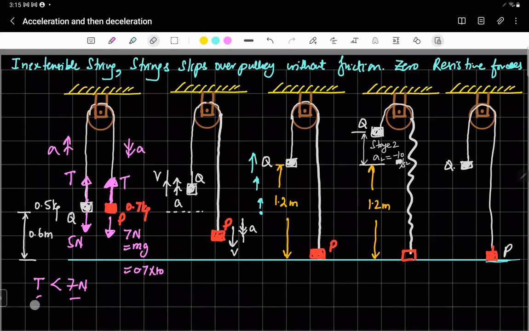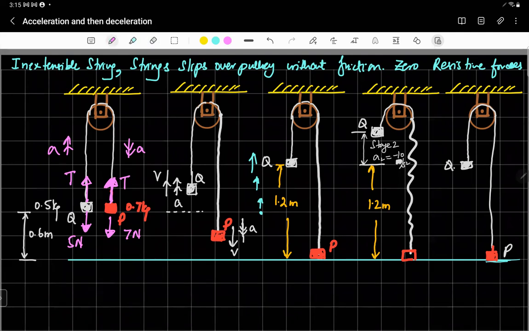So the value of tension over here is somewhere in the middle of 5 and 7 Newton. It will not be exactly 6. It might be different from that because the two masses are different, having the same acceleration. So the driving forces for them are different.